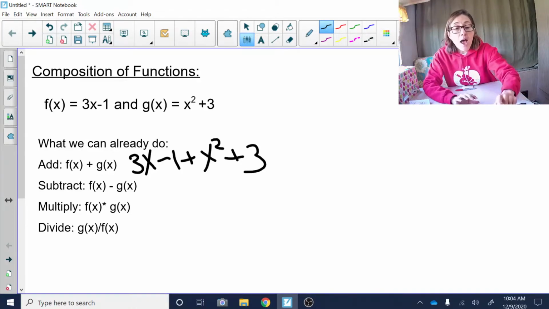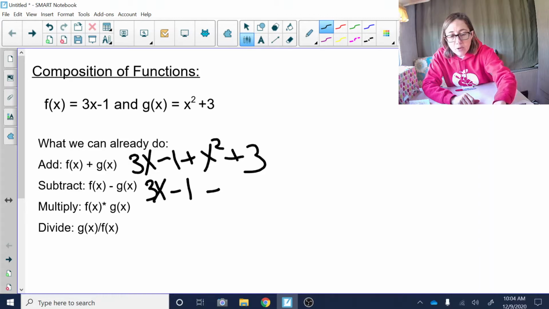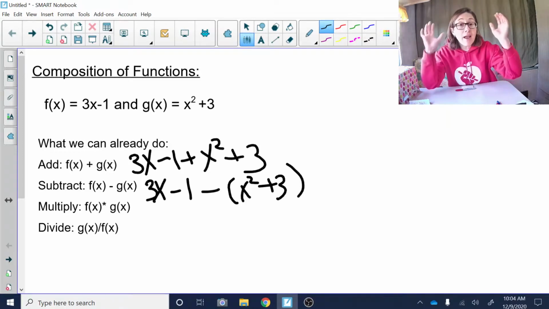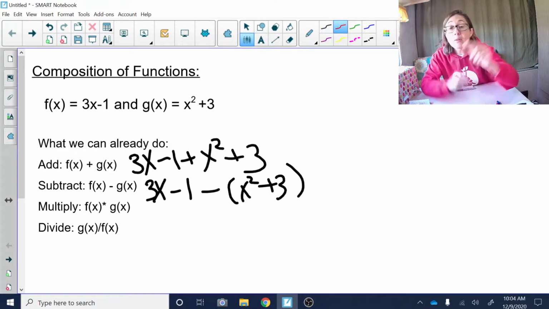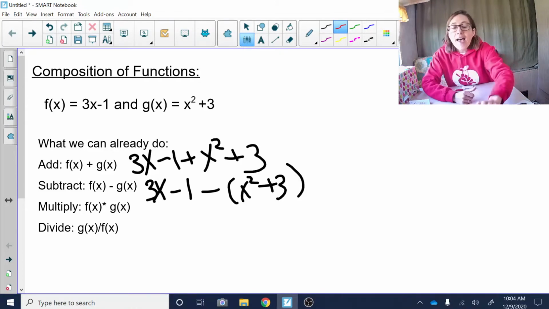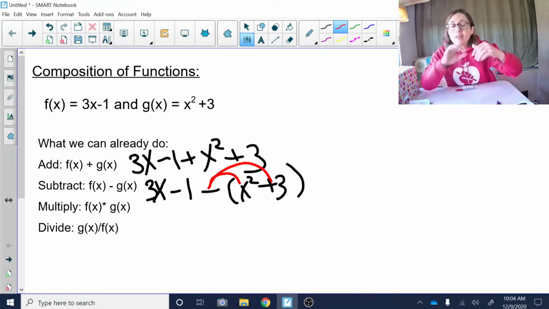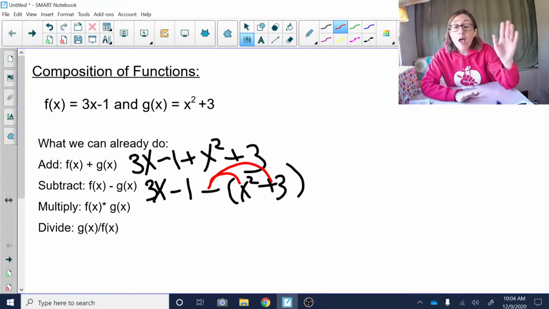To subtract them, you've done this before, so I'm going to take the f of x and subtract the g of x. Now the g of x is going to go in parentheses because that subtraction is going to apply to all of it. Subtraction is the same as adding the opposite. You could distribute that negative sign. So that's old news. You've done that before.